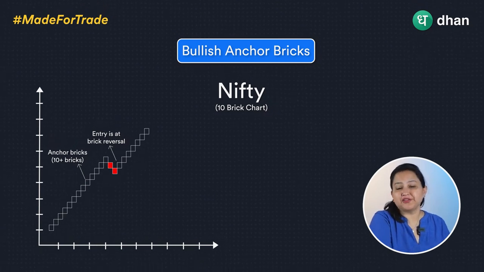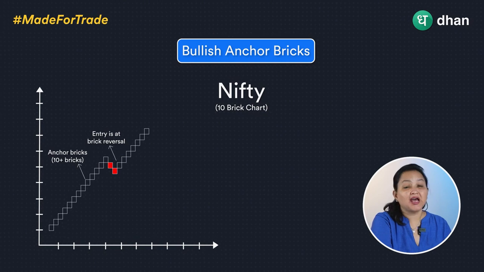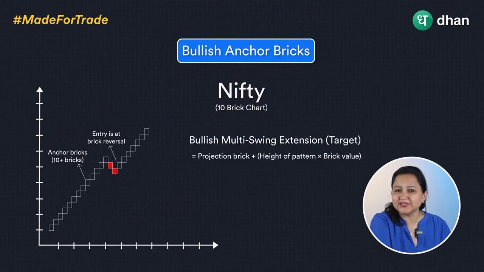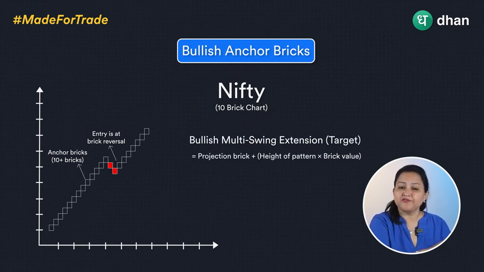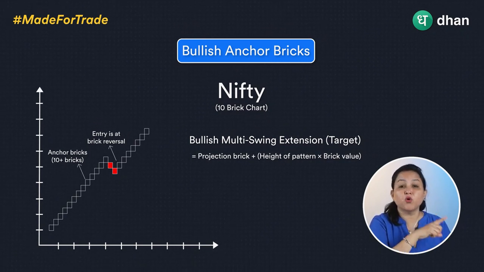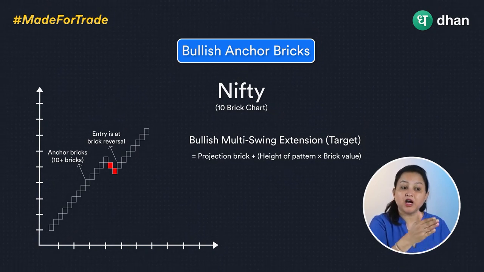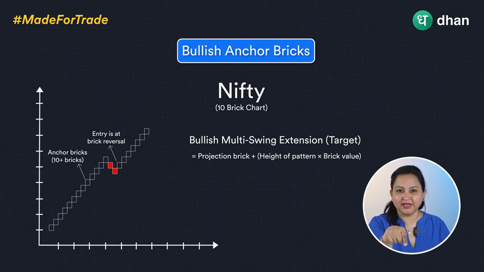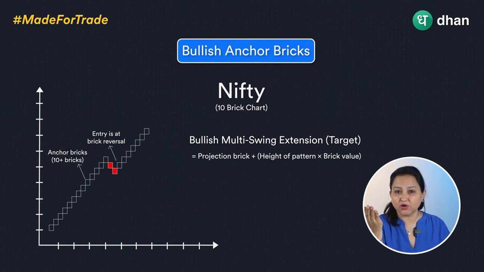The next example is of Nifty 10 brick. 10 brick is what we have used here. I have also identified how to look at the target with the help of anchor bricks. So a similar kind of setup, similar formula is used again to find the target. We have a bullish swing of more than 10 bricks in one particular relentless bullish manner, a pullback, and that reversal brick is where you take your entry. The swing breakout is where you get your confirmation for the trade.